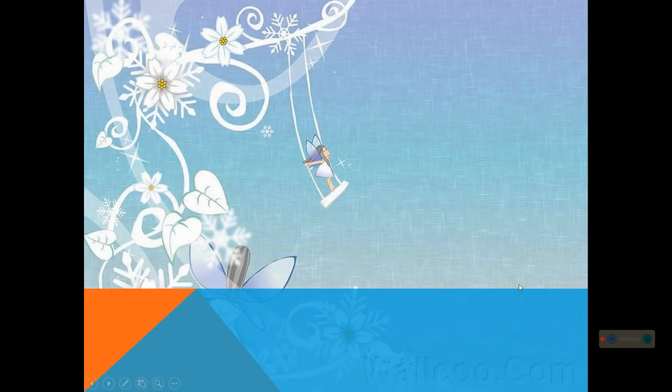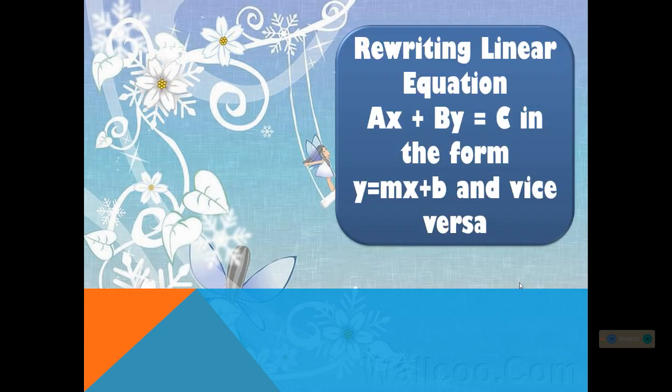Hi! We're done with finding the slope. So, therefore, this day we are going to have rewriting linear equation ax plus by equals c in the form y equals mx plus b and vice versa.